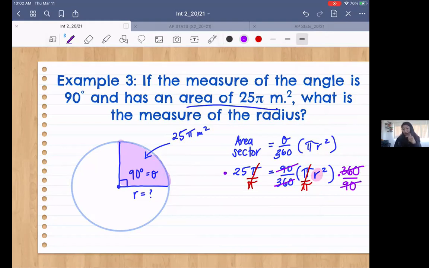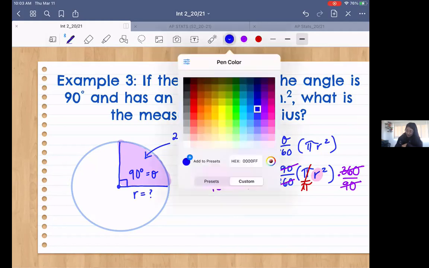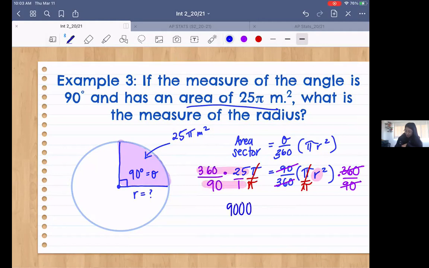And if I were to do something on one side, on the other side I'm going to do exactly the same thing. And I'm getting really close to what I want. So from here, I'm going to multiply the top, and then the bottom, technically it's 25 over 1, so I'm going to multiply the bottom together. So if I multiply 360 by 25, I end up getting 9,000. So 9,000 over 90 is going to equal r squared because that's the thing that I have left over on the other side. And then I'm going to divide my 9,000 by 90, which is going to give me 100.